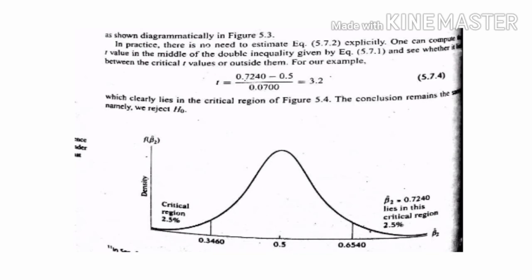You see here 0.5 is the middle, with the critical region of 2.5% on each side, but beta 2 hat is equal to 0.724, which lies in the critical region. It is a symmetrical test, and H naught we reject.